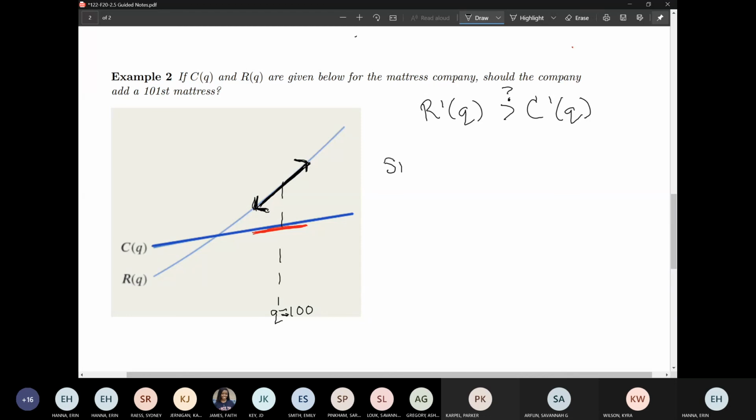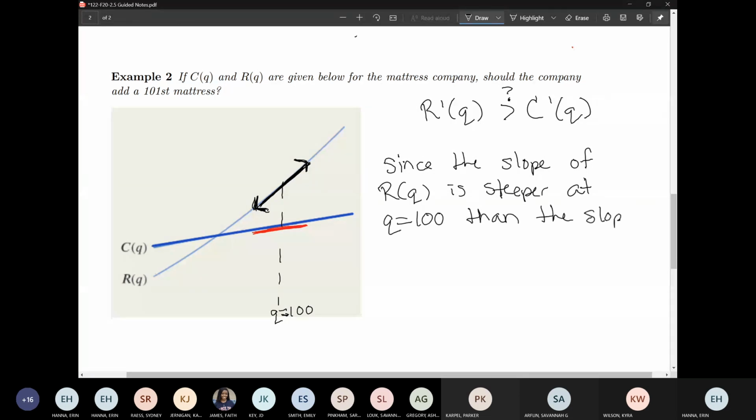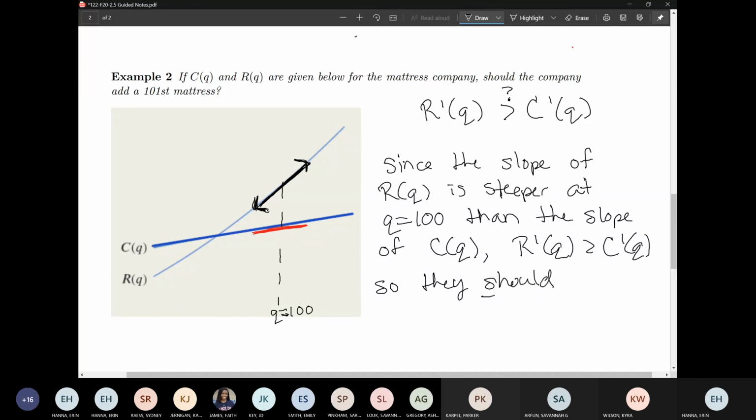So the black one was our revenue function. So since the slope of R of Q is steeper at Q equals 100 than the slope of C of Q, we can say that the marginal revenue is greater than the marginal cost. So they should make a 101st mattress. Because since their marginal revenue is greater than their marginal cost, that's going to mean that their marginal profit is going to be positive. They're going to make more money.